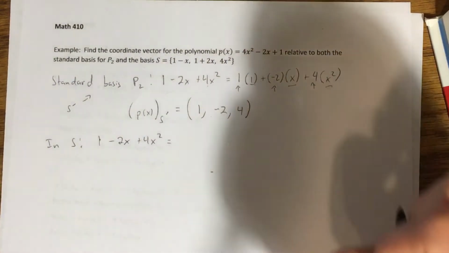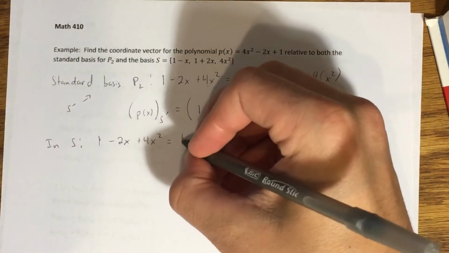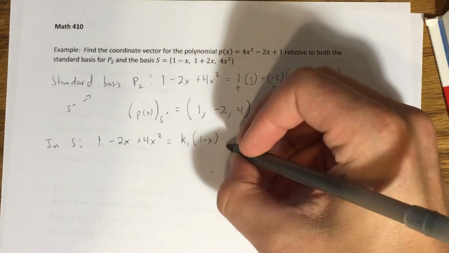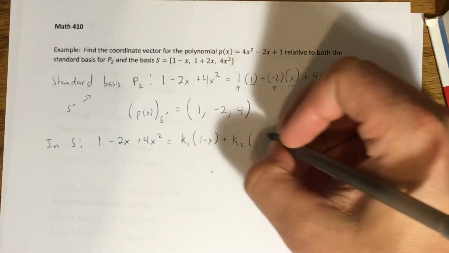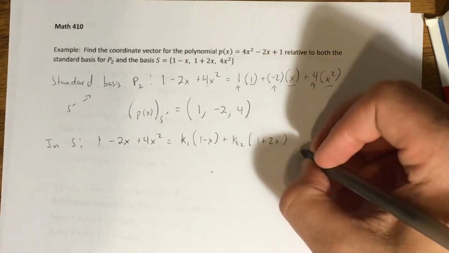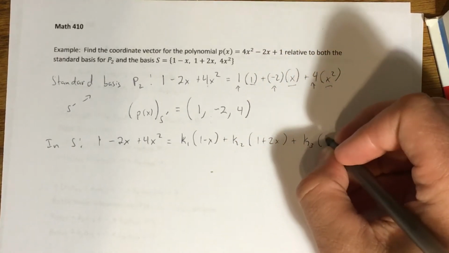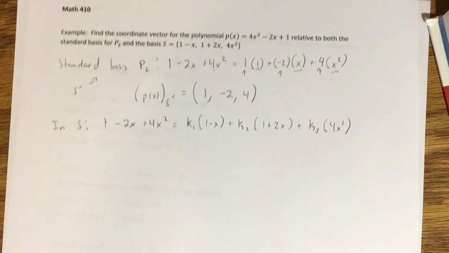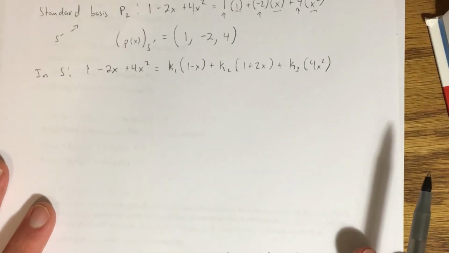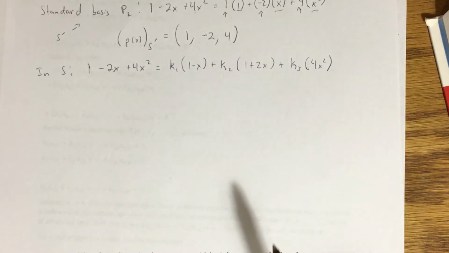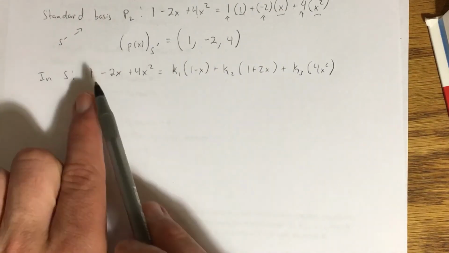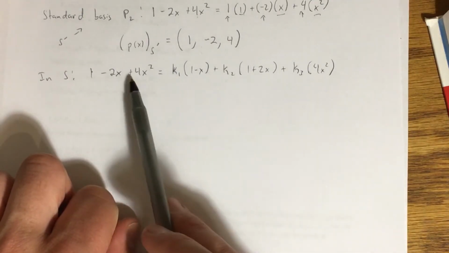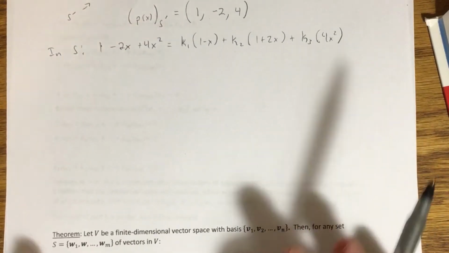So what I'm going to do is say this has to equal some linear combination of those vectors. So I'm going to use k1 times the first vector in that set plus k2 times the second vector in that set, 1 plus 2x, plus k3 times the third, 4x squared. Okay? Now, I'm going to imagine multiplying each of those k's in and combining like terms, and then setting the constant term on this side equal to 1, the linear coefficient equal to -2, and the quadratic coefficient equal to 4. Okay, and that's going to create a system of 3 equations.